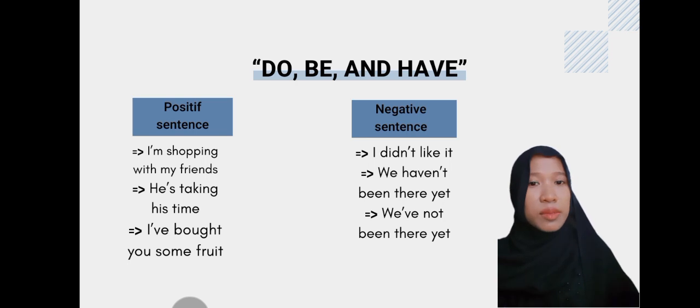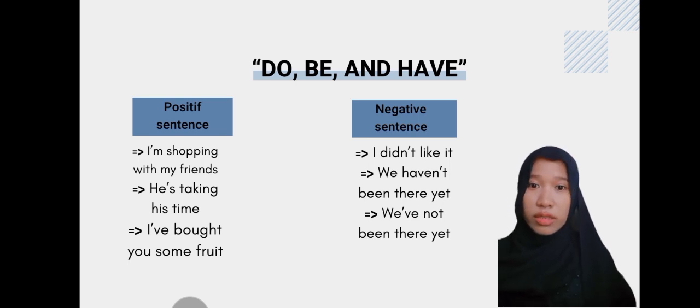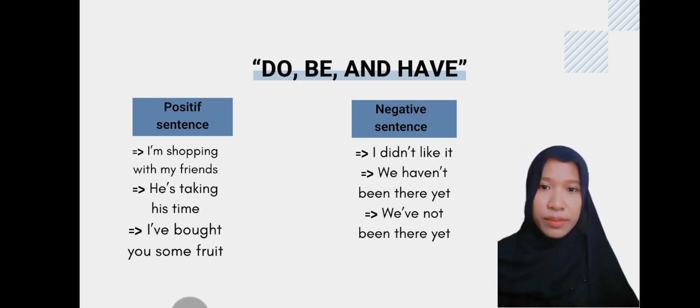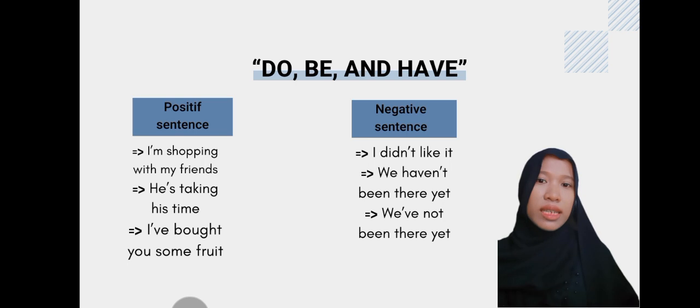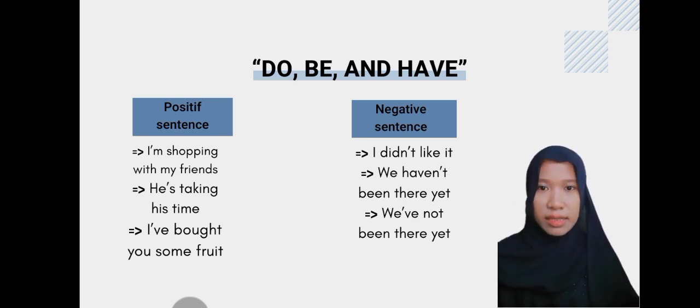Now, in negative sentences, auxiliary verbs are usually stressed, but often they are contracted with not. For example, I didn't like it. We have not been there yet. Notice that when the sentence is negative, you can contract the auxiliary verb with not, or you can also contract the auxiliary to the subject. For example, we've not been there yet.